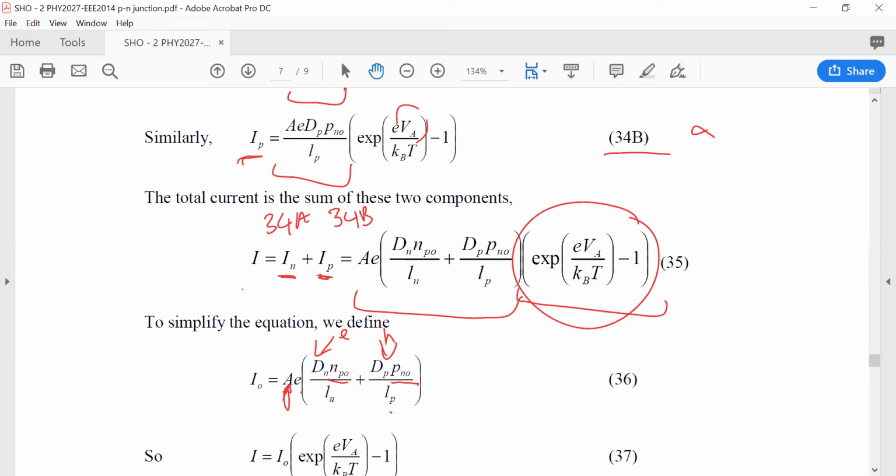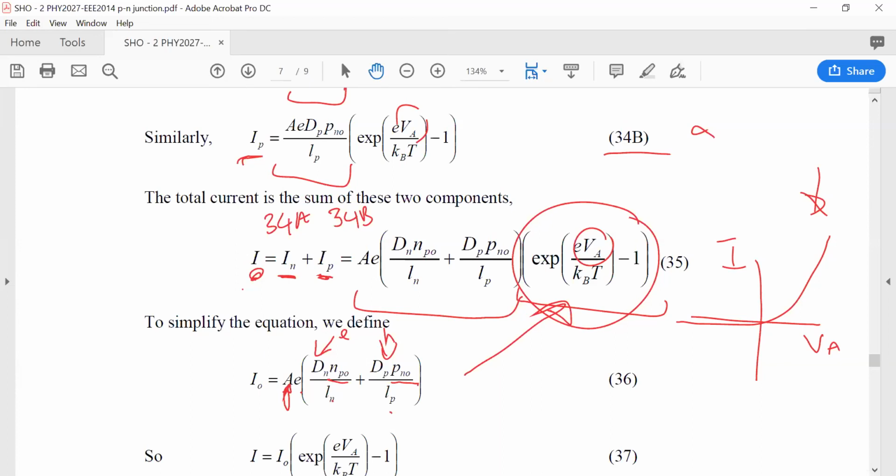You can also see that this portion up here shows that the total current in forward bias is exponentially dependent on the applied voltage, VA. And that's why when you have these current graphs, you have a large increase in current as you increase your forward bias. And that was shown on the first page of your notes.